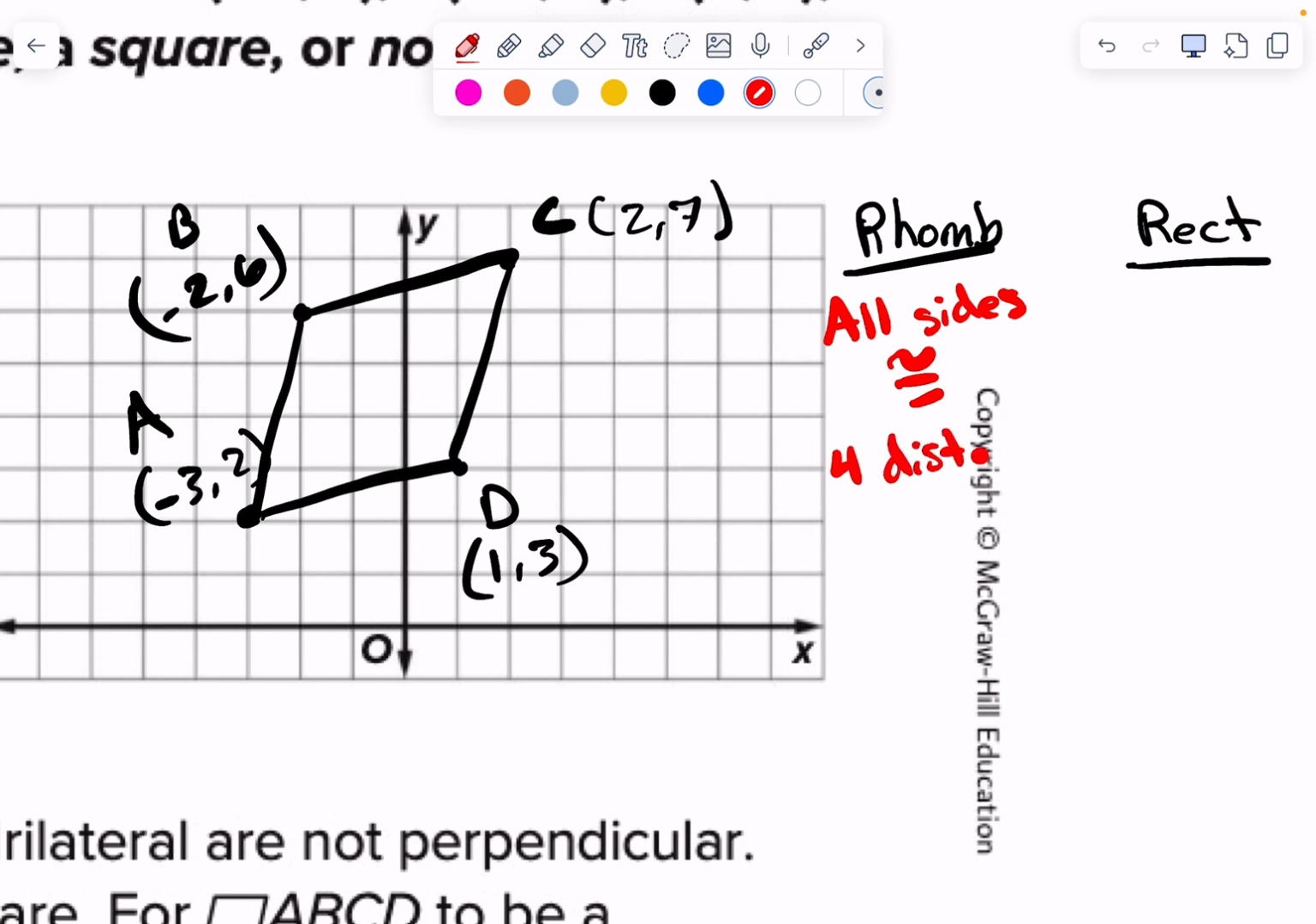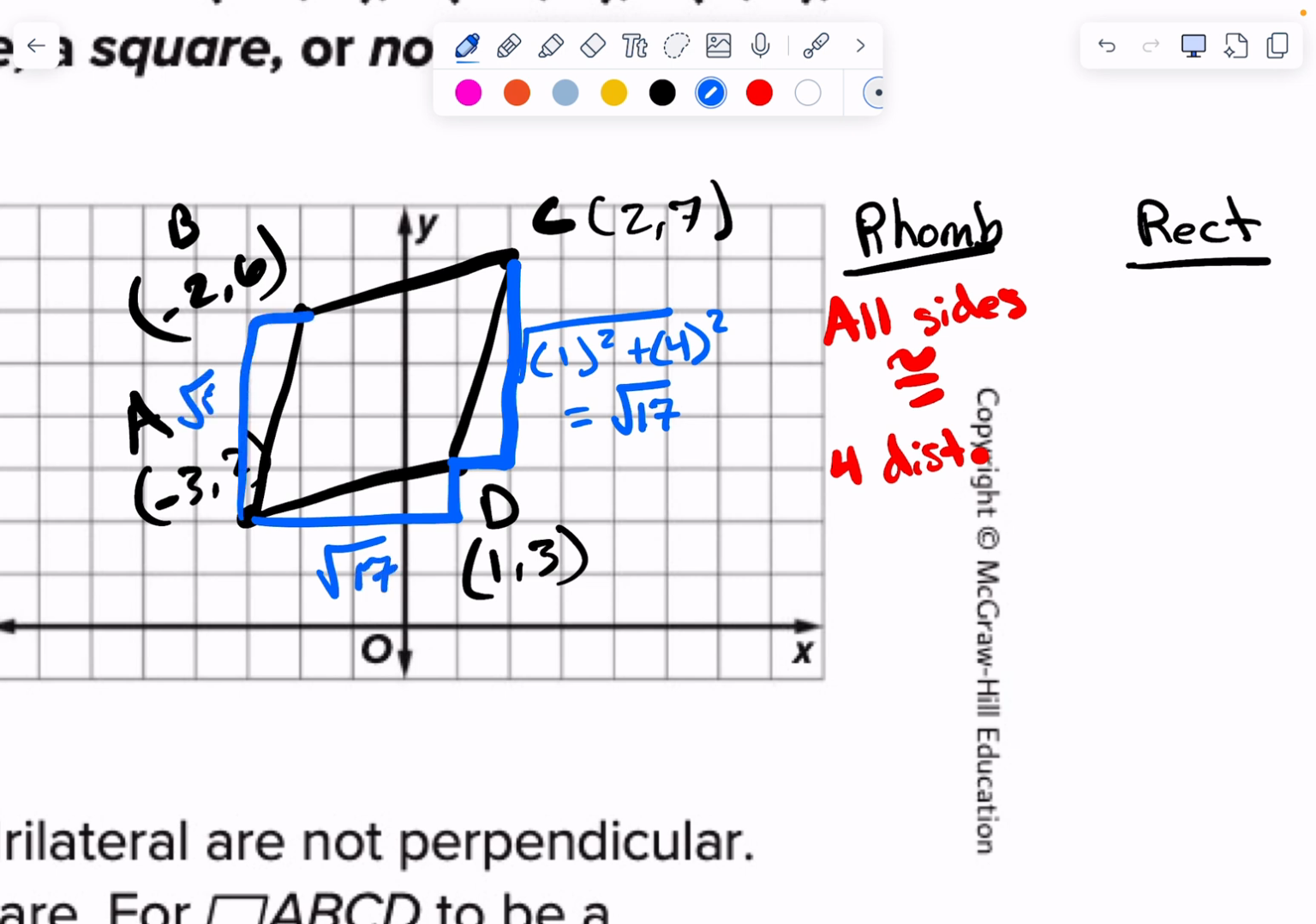Okay, so let's do that. You can do the distance formula here, kind of easy here, I guess. You've got this guy squared plus this guy squared. How much am I going in the x direction and the y direction? 1 and 4, right? 1 squared plus 4 squared is the square root of 17. Is this also 1 and 4? Square root of 17. Is this also 1 and 4? The square root of 17. So is this a rhombus? Yes. All 4 sides match. Now, how do I know whether that thing is a rectangle or not? Look at this. Perpendicular.